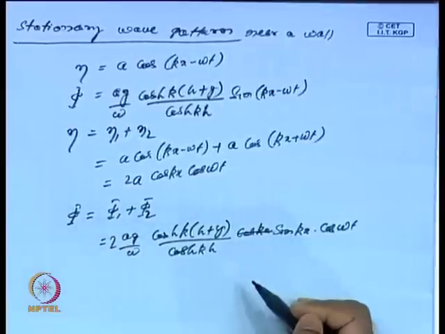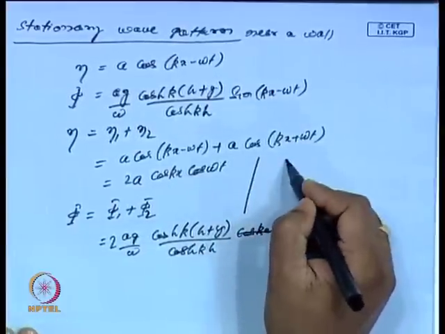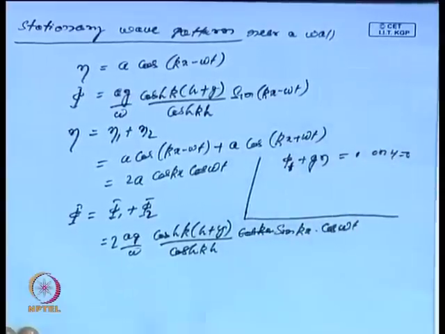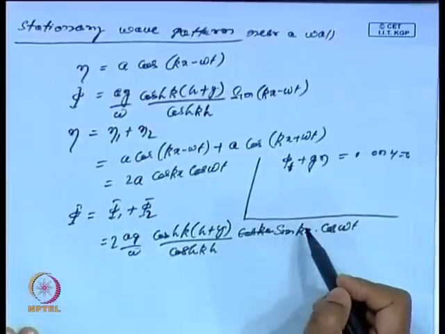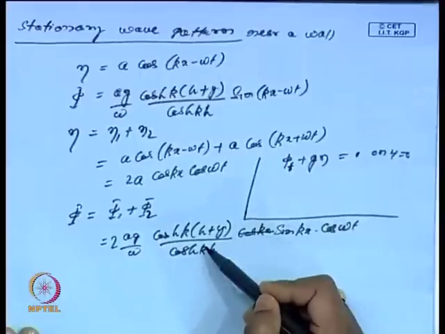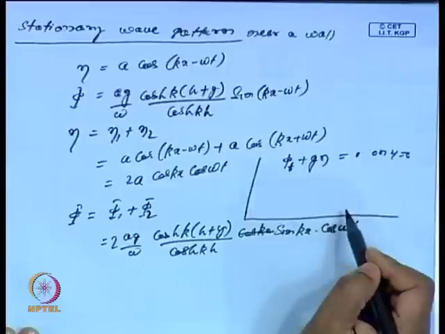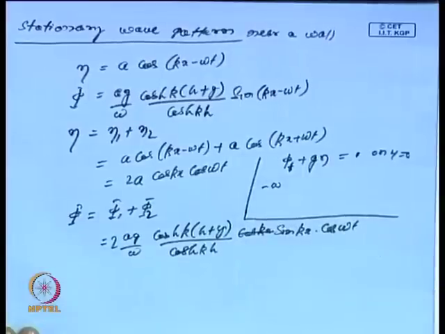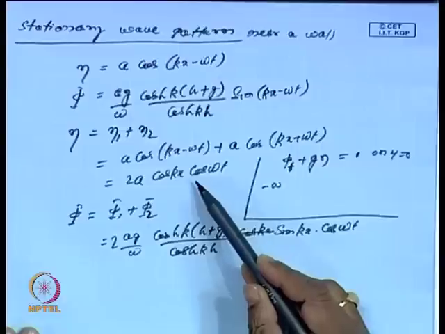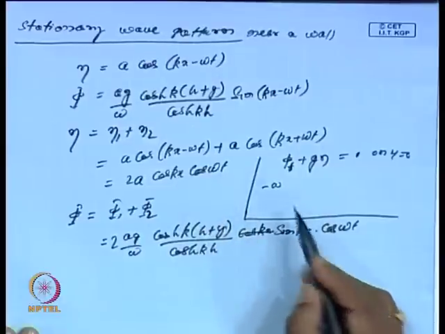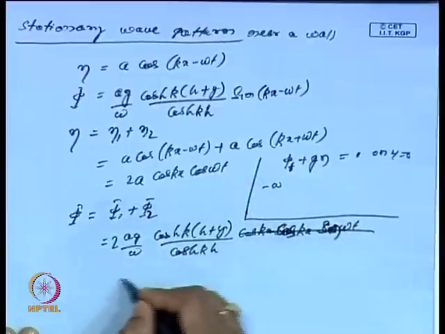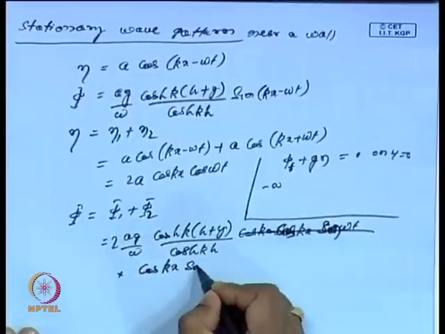Okay, I hope this is clear, because let us have a look at it. We have phi t plus g eta equal to 0, just to have a check. Phi t plus g eta is 0 at y equal to 0. At y equal to 0, this term will be 1, and phi t will give me minus omega into sin omega t. Phi t plus g eta. Now, it will not be sin, it will again be cos. So this will remain as cos kx sin omega t.